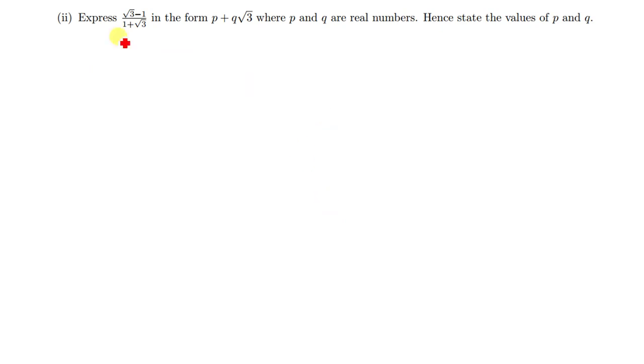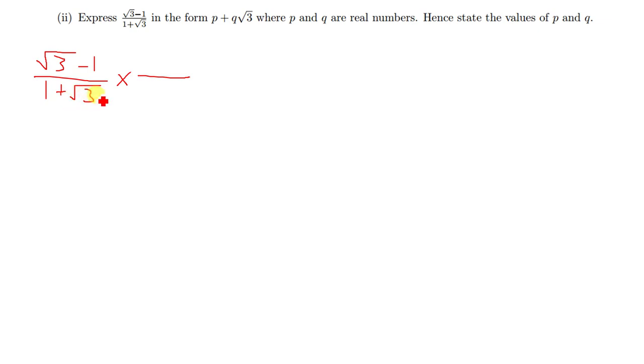So the other question is telling us to say express this in the form P plus Q root 3, where P and Q are real numbers, hence state the values of P and Q. So for you to solve this question, it's also simple and straightforward. You just need to know what is called a conjugate. So you find a conjugate for these numbers. So the conjugate is simply found by changing the sign that is between the given expressions on the denominator.